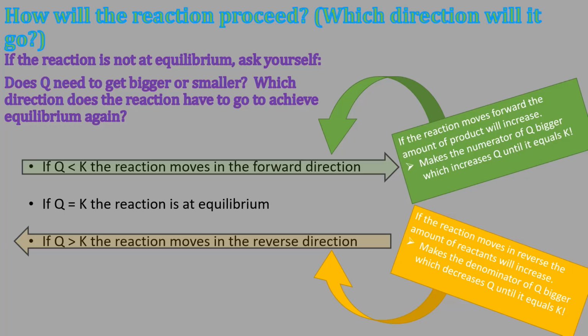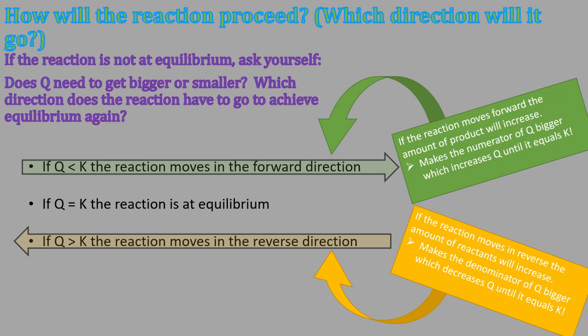Okay, so this is a summary of that. How will the reaction proceed? Another way to say that is, which direction will the reaction go? If the reaction is not at equilibrium, you have to ask yourself, does Q need to get bigger or does it need to get smaller? That will tell you which direction you have to go to achieve equilibrium.